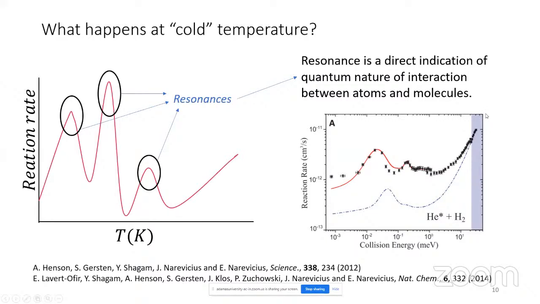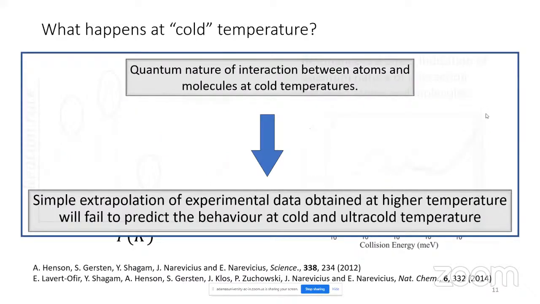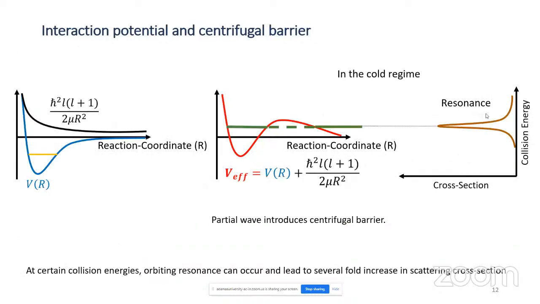Before I move on, this is the experimental result, and we see clear peaks, which also match with quantum theory calculations. So what we can definitely say now is that because of the prevalence of the quantum nature of interactions between atoms and molecules at cold temperature, simple extrapolation of experimental data obtained at higher temperature will fail to predict the behavior at cold and ultracold temperature. Now, keeping this in mind, let us again take a pause.